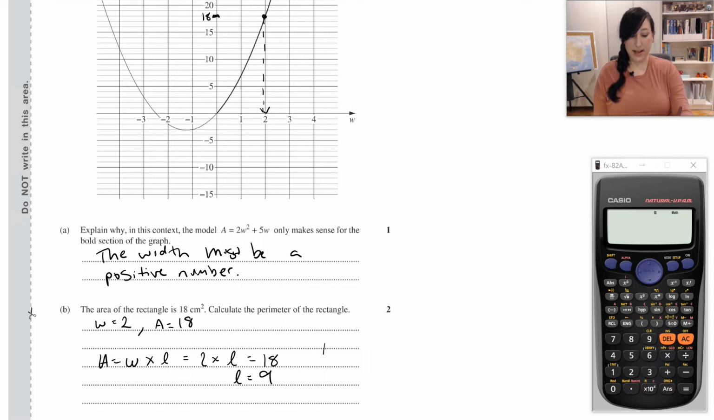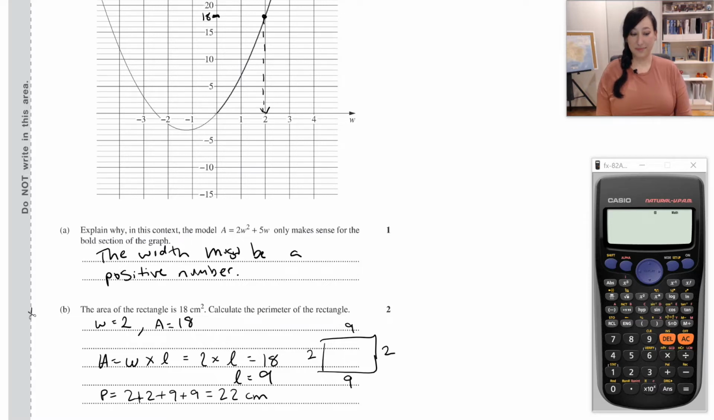And so we have a rectangle that has a width of 2, a length of 9, and we want the perimeter. So let's add up all the sides. Opposite sides are equal. So the perimeter will be 2 plus 2 plus 9 plus 9, which is 22 centimeters. And that's our answer. All right, let's go down to question 32.